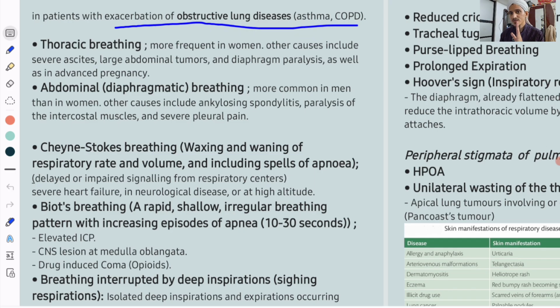This is important, the inspiration to expiration ratio. If inspiration is prolonged, that is deep breathing, hyperpnea. If it is superficial, shallow breathing, hypopnea, suggestive of agonal breathing during dying. Expiration is prolonged in obstructive disorders. Now, this was about depth of breathing. Now coming to the type of breathing. So I said rate, depth and rhythm.